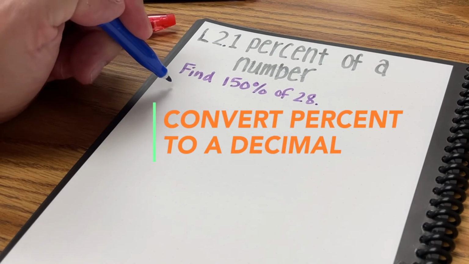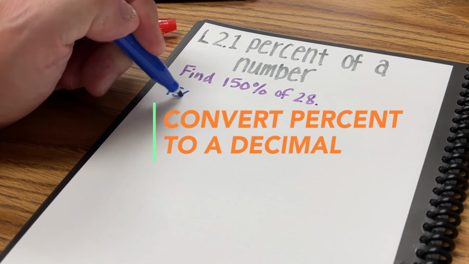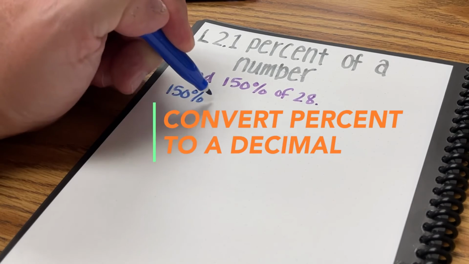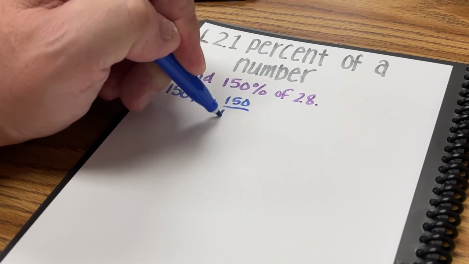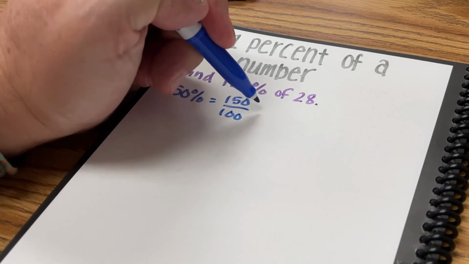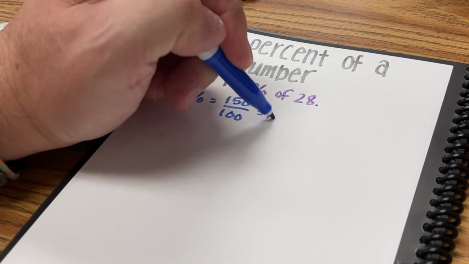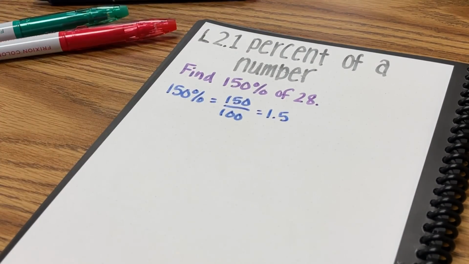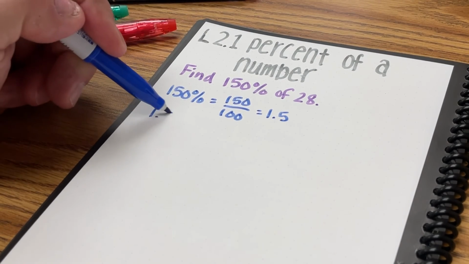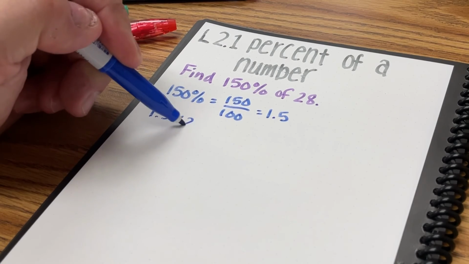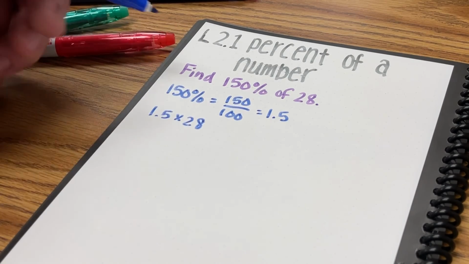So this time I'm going to convert my percent to a decimal. So 150% is the same thing as 150 over 100, and I can change that to a decimal, and it'll be 1.5. Now I'm going to take 1.5 and multiply it by 28.